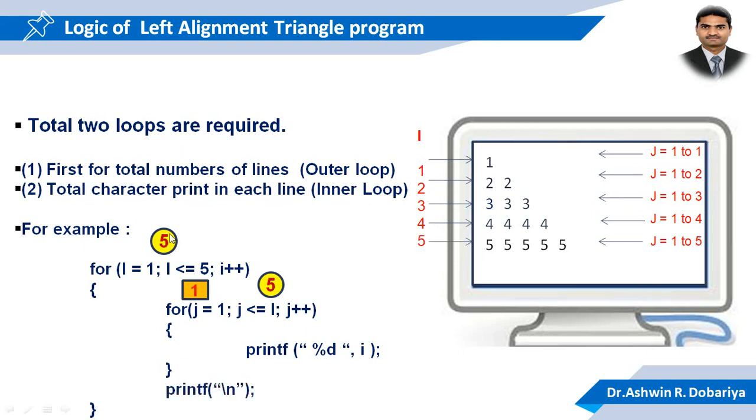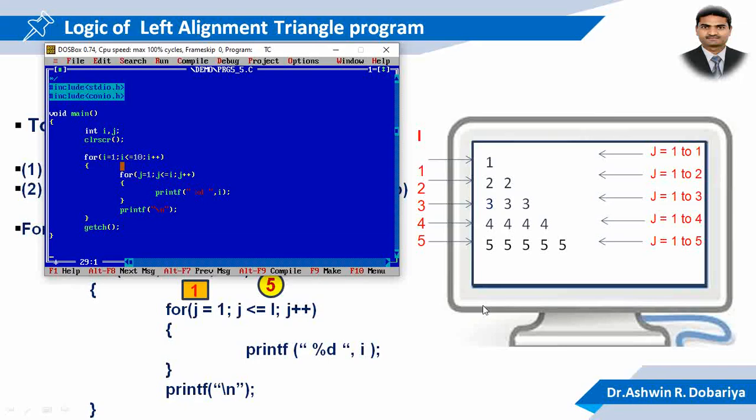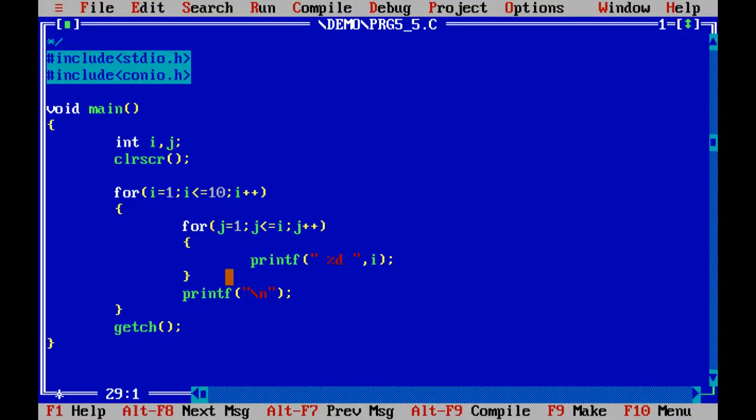Again i becomes 5, similarly j starts from 1 and it executes 5 times and it displays 5 value 5 times over here. So this is the step-by-step execution of this program. Let's see in Turbo C how we can write this program.